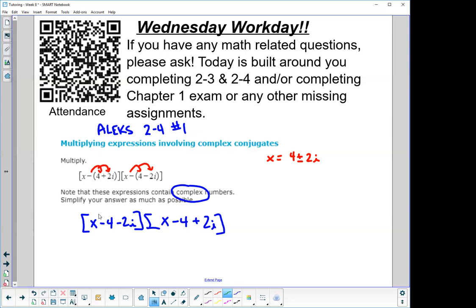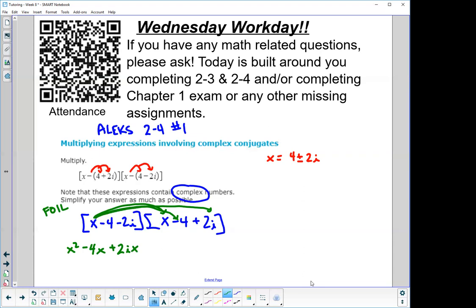So this is going to be a big-time FOIL. When I say FOIL, that's when we used to talk about first times first, outside times outside, inside times inside, last times last. But this has 3 terms, so it'll look a little bit longer. So we'll have x squared, x times negative 4 is negative 4x. And then we'll have an x times positive 2i. I'm going to use alphabetical order, so I'm going to say that's 2ix.